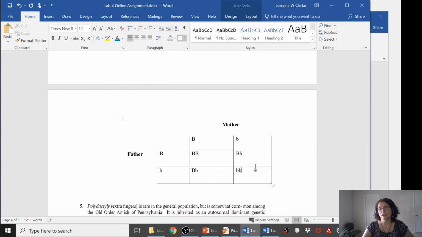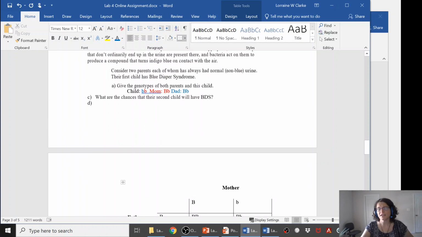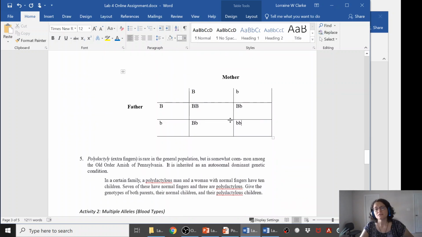All right, next. What are the chances that their second child will have BDS? Remember, it does not at all rely on the fact that they've already had a child with it. These are independent events, independent fertilizations, okay? So let's look at this. 25% chance that their child will be homozygous dominant. 50% chance their child will be a carrier. 25% chance that their child will be little b, little b. So the chance their second child will have it is 25%.